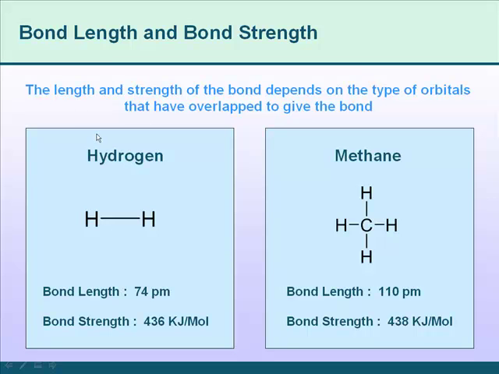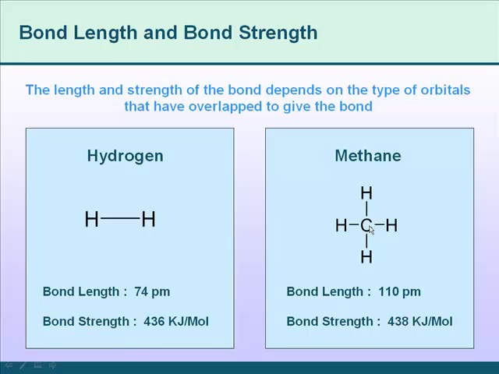So if you remember from the first lecture I gave, I said that the length and strength of any bond within a molecule depends on the type of orbitals that are overlapping to give that bond. So if we compare, for instance, hydrogen and methane, in hydrogen you have this bond that results from the overlap of a 1s orbital from each of these hydrogen atoms, and if these s orbitals overlap you get this bond that is 74 picometers in length and 436 kilojoules per mole in strength.